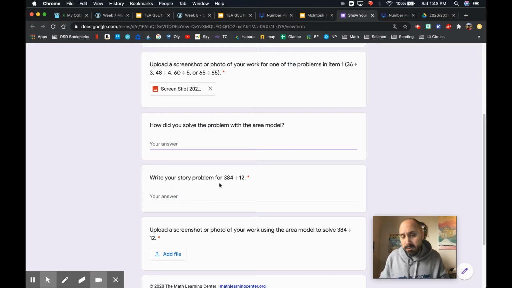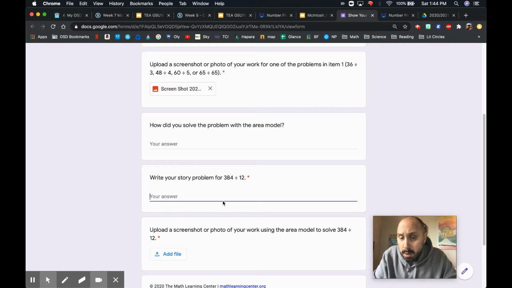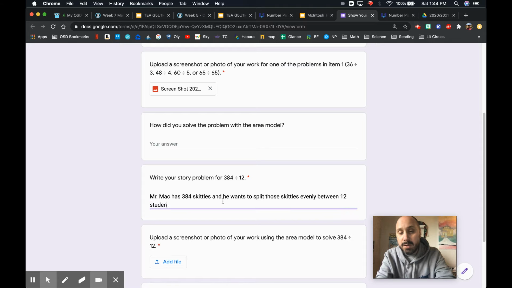And then it says, write your story problem for 384 divided by 12. So right here you would say, okay, Mr. Mack has 384 Skittles. I'm just making up one here. And he wants to split those Skittles evenly between 12 students. How many Skittles would each student get? So something like that, but you make up your own, okay? I'm going to take that away.